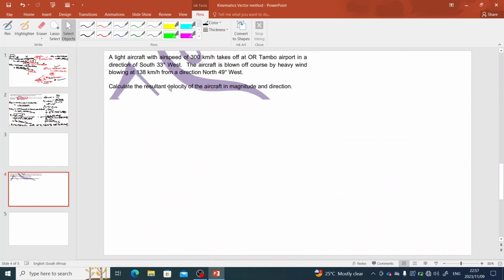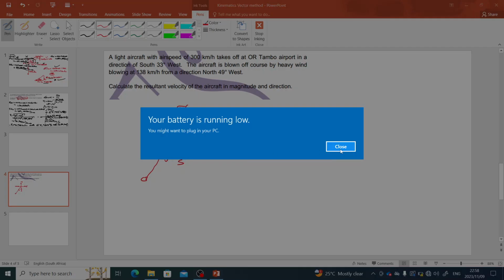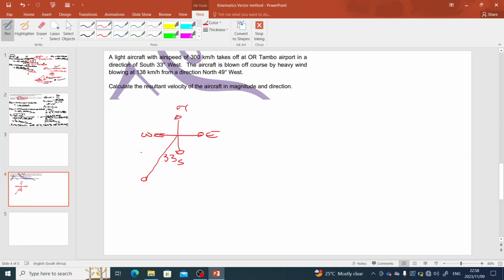Now let's look at the resultant. We are given the statement here: a light aircraft with airspeed of 300 kilometers takes off at OR Tambo Airport in a direction. Now we need to project the given information into a vector. This is north, east, south, west. Now south is our reference point, south 33 degrees. Then we know that 90 minus 33 equals 57.